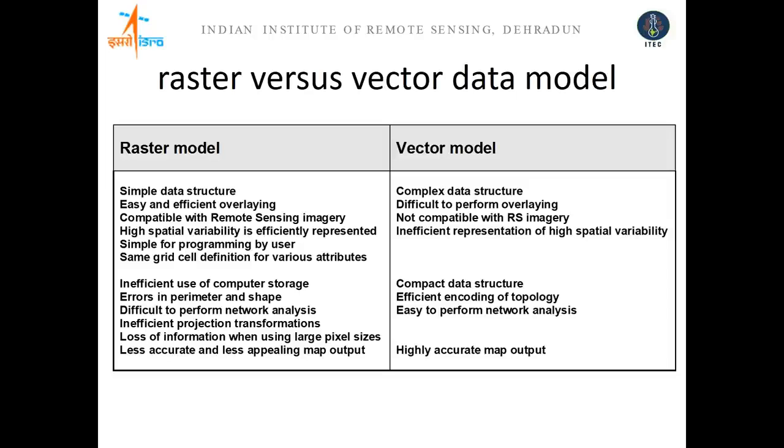So this is network analysis, where you can get the optimum route from one point to another by making use of the different types of resistance or impedances given to the different nodes. Those types of analysis can be done on the vector data model. It cannot be done on the raster data model. The important thing is there is loss of information when you use large pixel size. If you use a smaller pixel size, more information can be retrieved and you don't have the loss of information. The raster maps are not appealing because of the pixelated effect, but vector outputs are highly accurate and more appealing. So that is the difference between the raster and the vector data model.